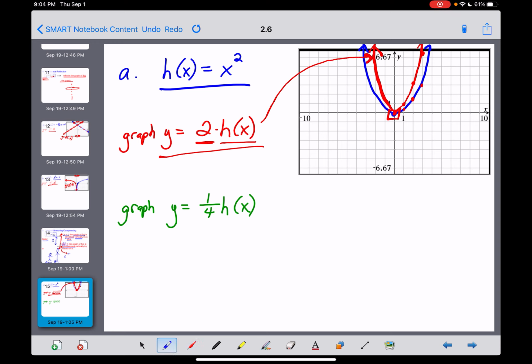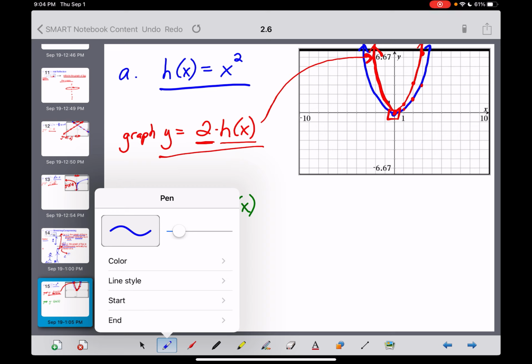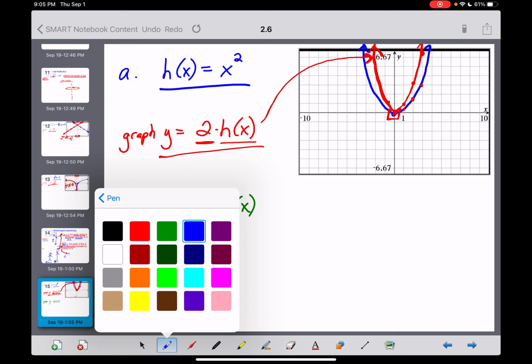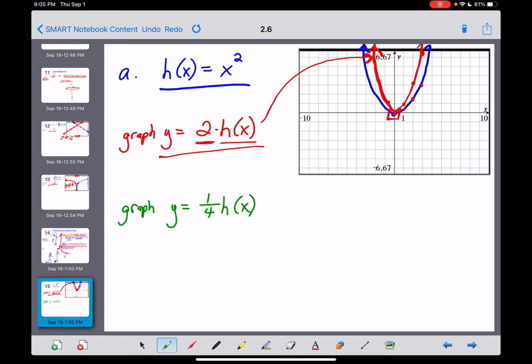And then in green here, I've asked you to do another one just on the same graph right here to save ourselves a little bit of room. Let's take a look here, guys. The graph of 1/4 h of x. Similar thing, there's an a value being multiplied by h of x out in front, but in this case, our a value is 1/4. 1/4 being less than 1 means that we're multiplying our y values by 1/4, which actually makes them smaller than they initially were.